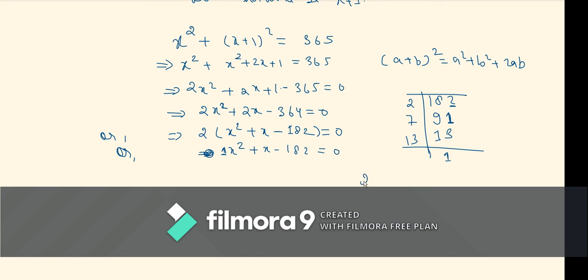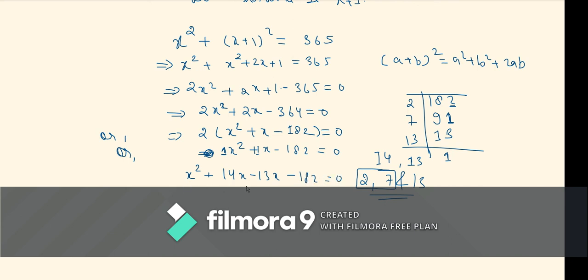By using these three numbers 2, 7 and 13, you have to make 1 by adding or subtracting. So use your brain. Multiply these two numbers, 7 into 2, what will you get? 14, and 14 comma 13. So now you can add them or subtract them. Obviously you will subtract them, you are very clever, I know. So x square plus 14x minus 13x minus 182 is equal to 0.